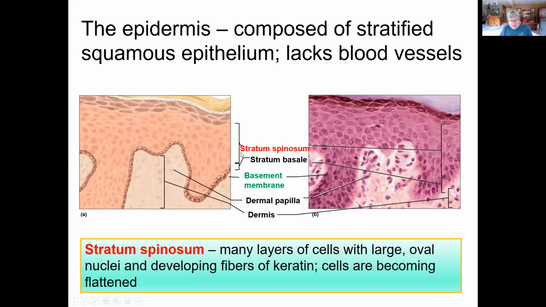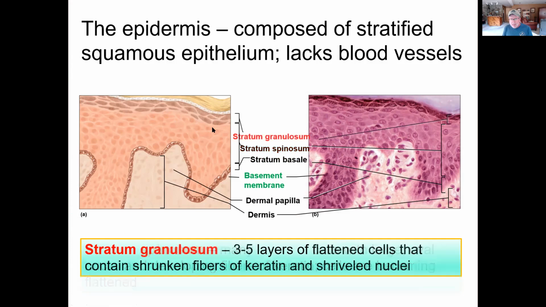Toward the upper layer of the stratum spinosum layer here, notice the cells are beginning to take on a more characteristic squamous shape, aren't they? Above the stratum spinosum is the stratum granulosum. This is 3 to 5 layers of flattened granular cells that have begun to shrink. They have keratin inside them. Their nuclei are also beginning to shrink a little bit. So that's that keratinization process that I was referring to a few moments ago. The keratin actually gets embedded within the cells.